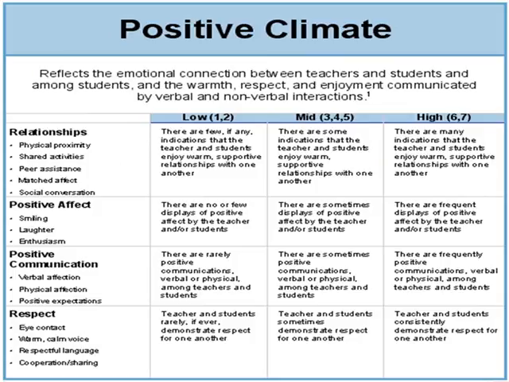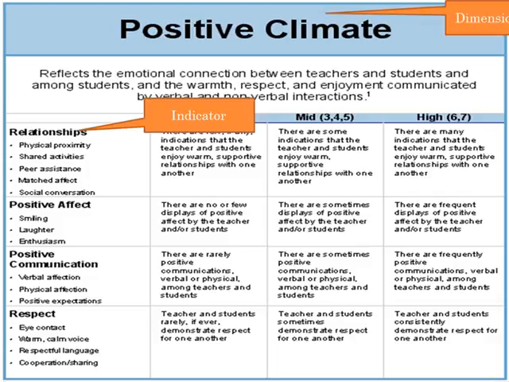So what are we looking at? What's positive climate? Is it a domain or a dimension? What is an indicator? Like relationship, positive, like that. Perfect. So positive climate is a dimension. Indicators are relationship, positive affect, positive communication, and respect. So think of it this way. These are the things that indicate to the scorer that there is a positive climate.